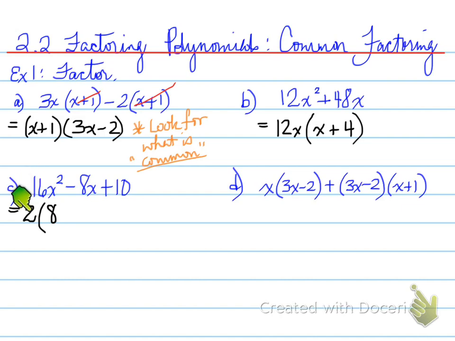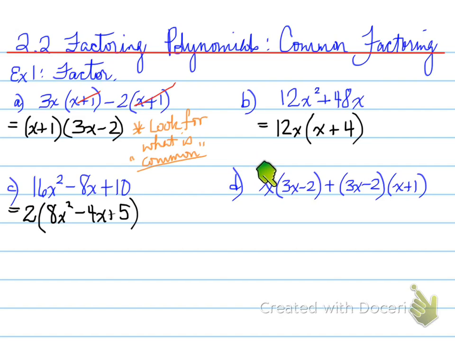So 16 divided by 2 is 8x squared. Next, we're taking out 8x, dividing by 2, we get 4x. And finally, plus 10 divided by 2, that gives us plus 5. And that's the end of that question. We may be able to factor that even further, but we don't know. So we don't know how to do that yet, which we will see in the upcoming lessons.